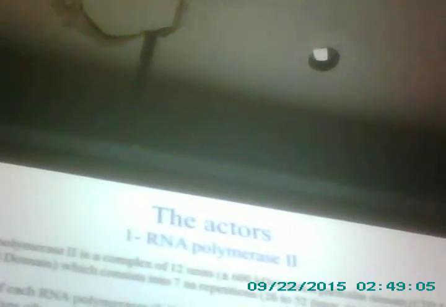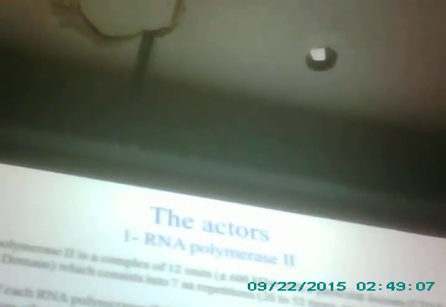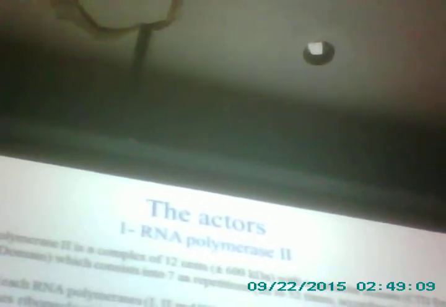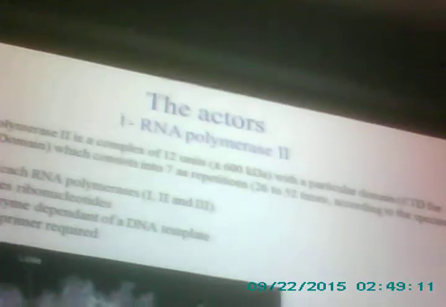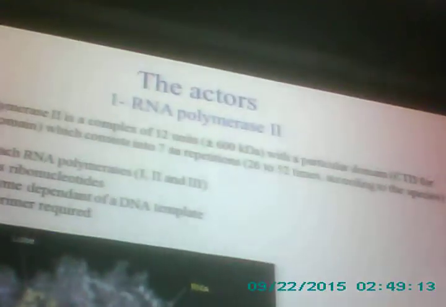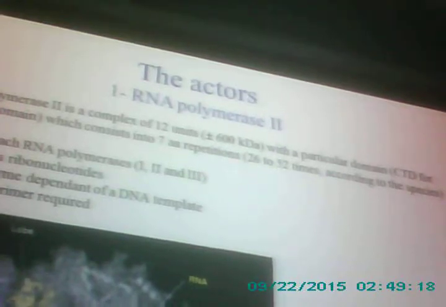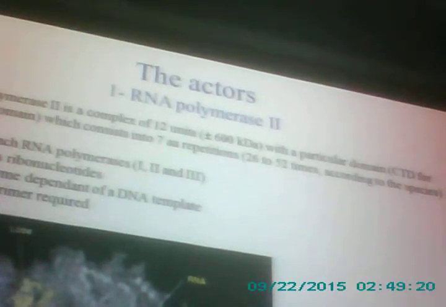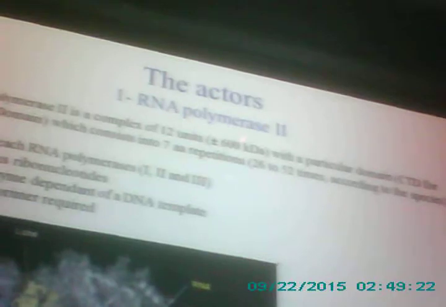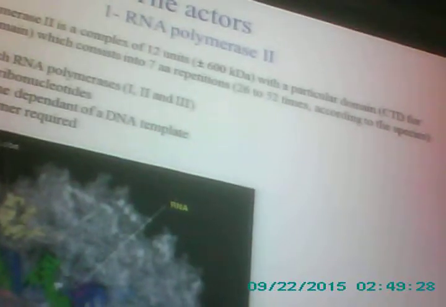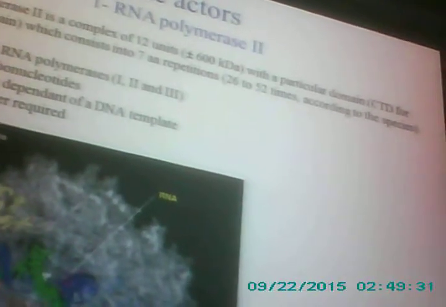RNA pol II, you see, is not a single protein, so it's several subunits, 12 subunits. And what is very important in its characteristics is the CTD, the C-terminal repeat domain. That is a 7 amino acid repetition, many, many times, up to 50 times. So the same 7 amino acids multimerized up to 50 times.